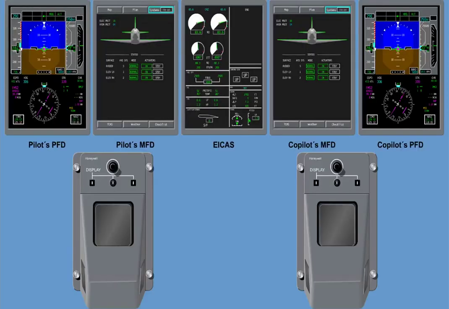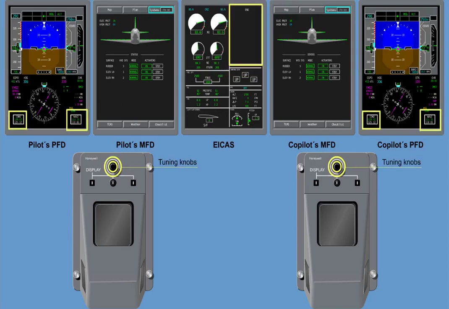The cursor control device, CCD, controls in detail are three format locating buttons. On the pilot's CCD, the left button places the cursor on the pilot's PFD. The center button places the cursor on the pilot's MFD. The right button places the cursor on the ICUS. On the co-pilot's CCD, the left button places the cursor on the ICUS. The center button places the cursor on the co-pilot's MFD, and the right button places the cursor on the co-pilot's PFD. The tuning knobs select the value or mode in the data field enclosed by the cursor.